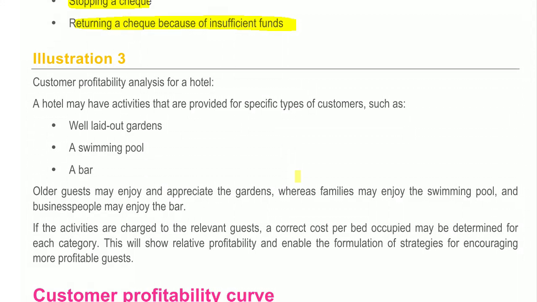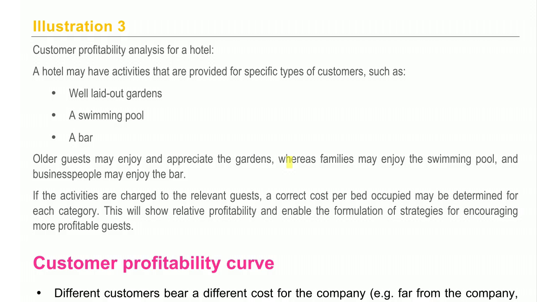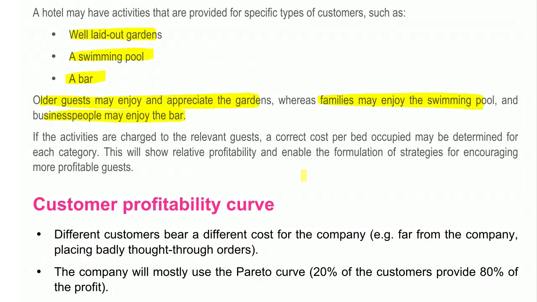Imagine a hotel. A hotel might have activities for specific types of customers, such as gardens, a swimming pool for people to use, or a bar for people to drink at. Older guests might enjoy the gardens, families might enjoy the swimming pool, business people might enjoy the bar if they're staying away from home during the week, for example. And all these different activities incur different types of cost. So to try and understand which customers are costing more than others, we need to understand the cost of looking after the gardens, the swimming pool and the bar, to get a better idea of how much our different customer types cost us, and therefore how much profit we earn from them.